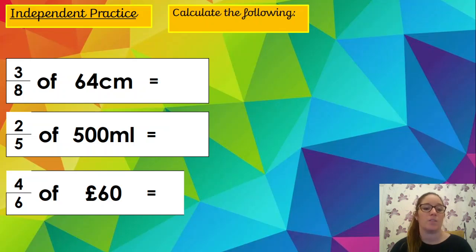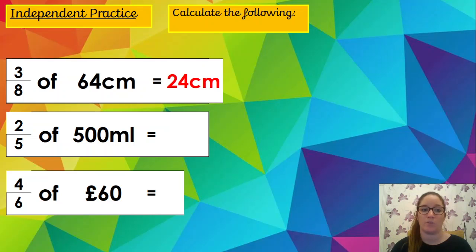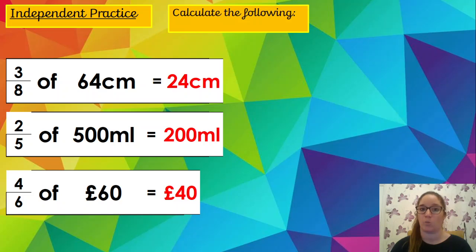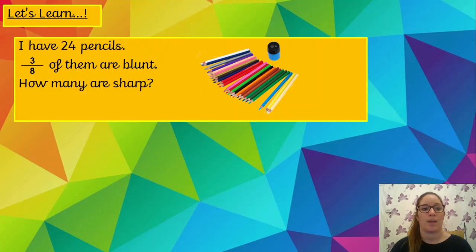So 3/8 of 64 is 24, because 64 divided by 8 is 8. 8 times 3 is 24. 500 mil divided by 5 is 100. Times it by 2 is 200. And then you've got £60 divided by 6 is £10. Times it by 4 is £40. Okay, well done. Especially if you're keeping up and you're finding this okay.